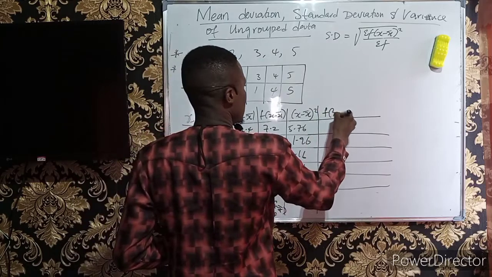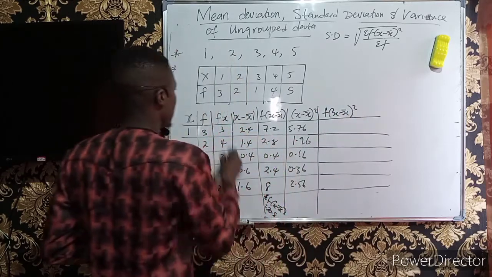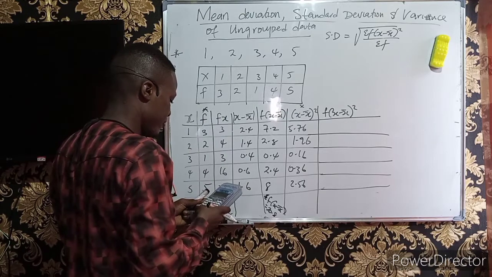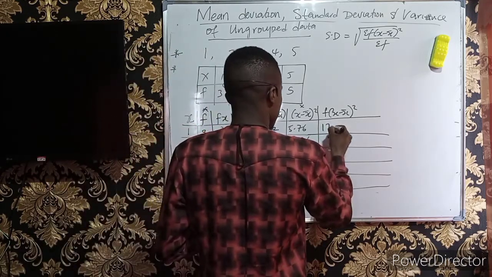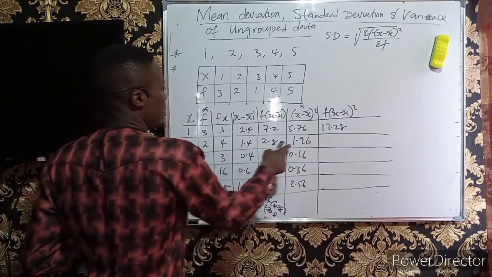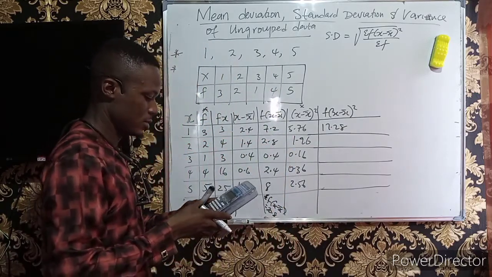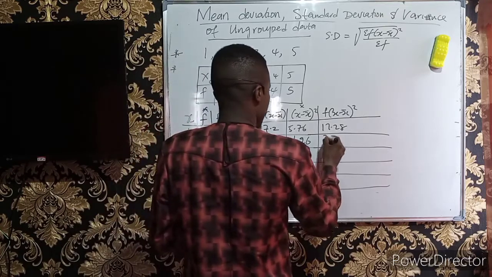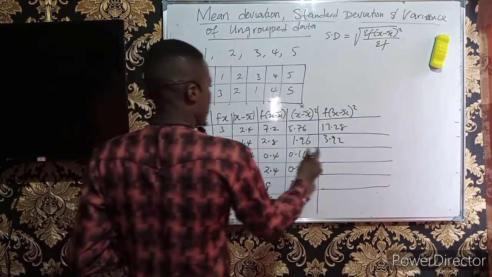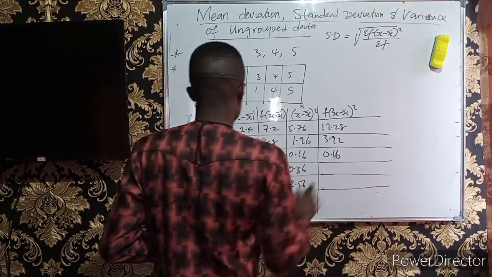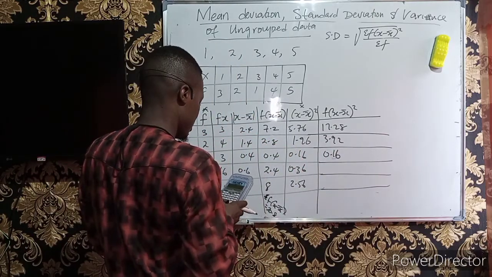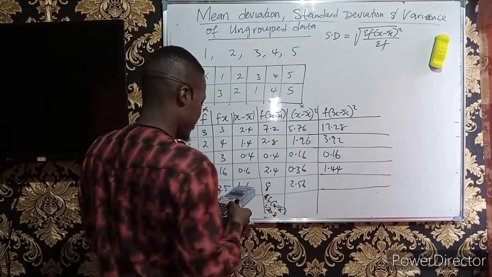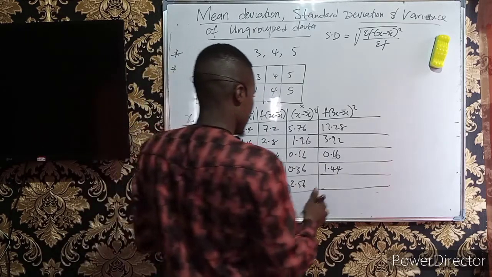Then after that you multiply it by f because there is an f attached to it. So I have f into x minus x bar all squared. So 3 times 5.76 is 17.28. We have 2 times 1.96, which is 3.92. 1 times 0.16 is still 0.16. 4 times 0.36 is 1.44. We have 5 times 2.56, which is 12.8.